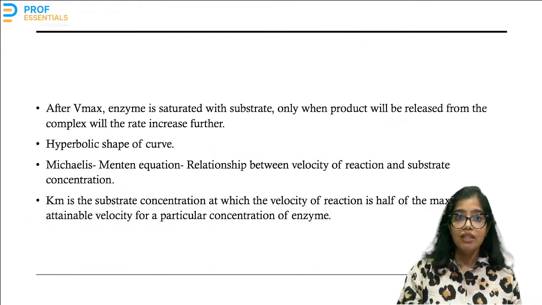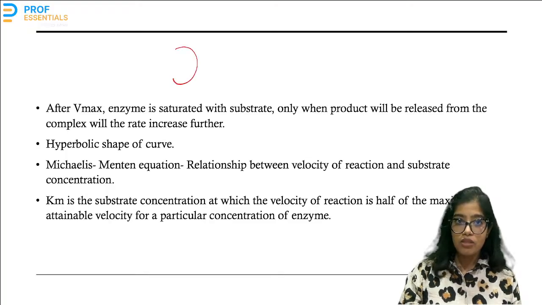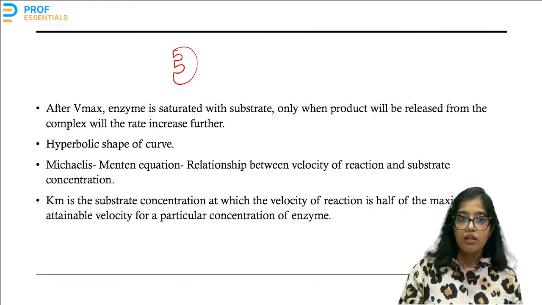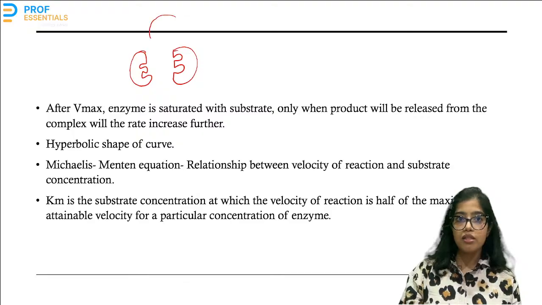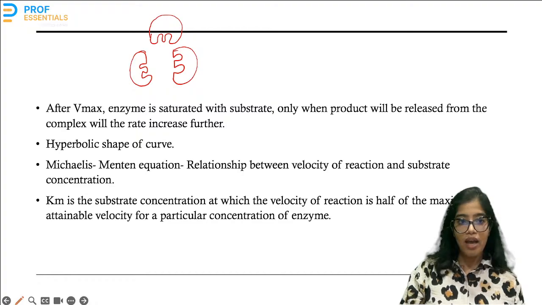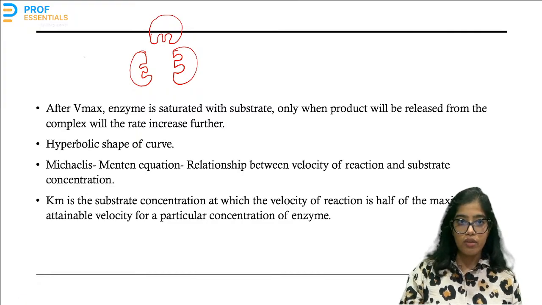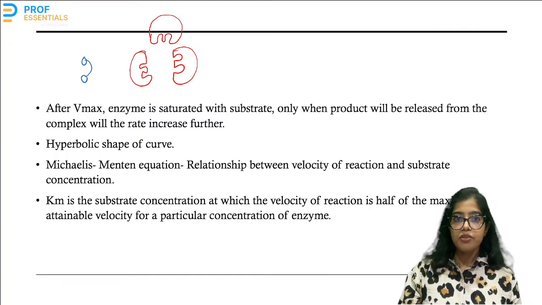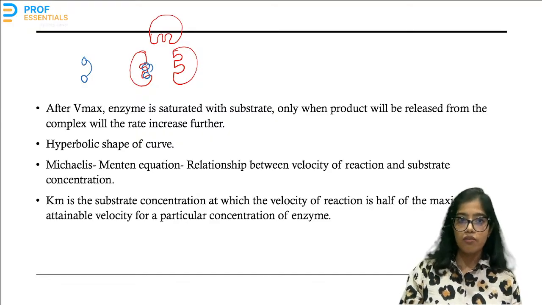Okay, suppose these are the enzymes present in the solution. Suppose these three enzymes are there. Now you have just one substrate. This substrate is going to attach to this enzyme. Okay, so this is the initial velocity of the reaction.